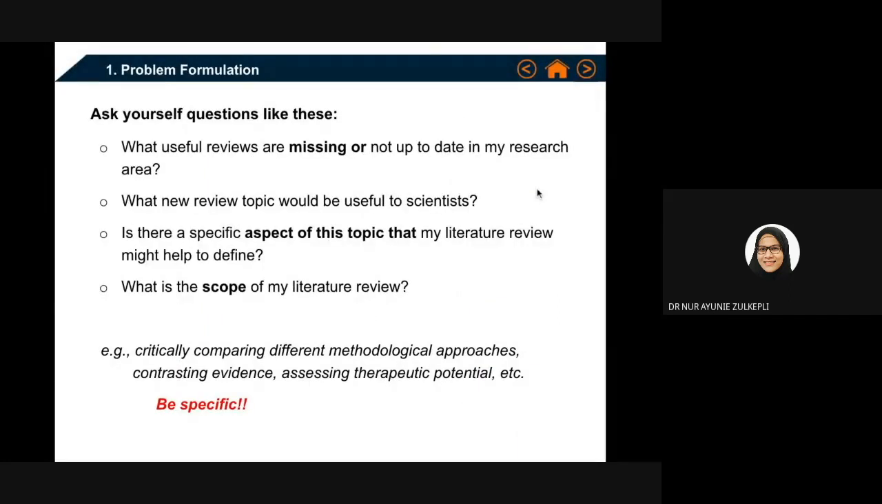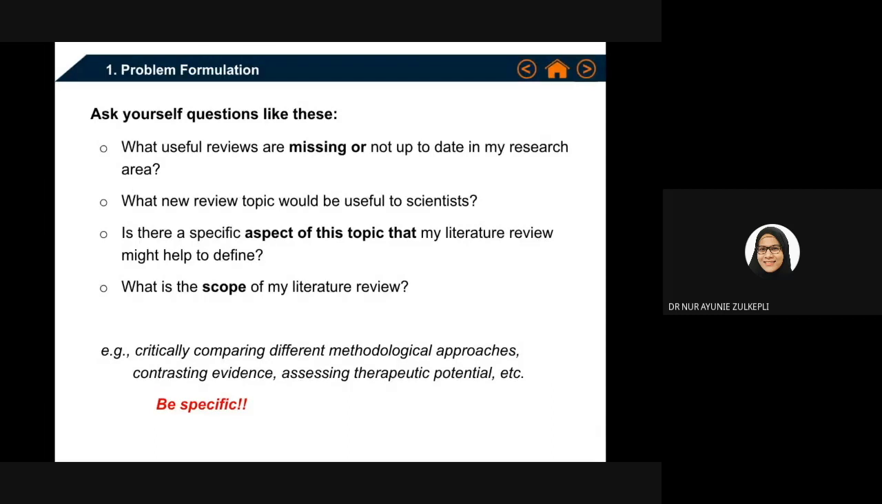Okay, first for problem formulation, how you're going to create your problem, like your big question. You should ask yourself, what useful reviews are missing or not up to date in my research area? For example, you pick your research area is molecular biology, you go and search any reviews or any recent topic that cover your area, so that you will generate your own idea for your review. Okay, and what review topic would be useful for scientists or for your audience?